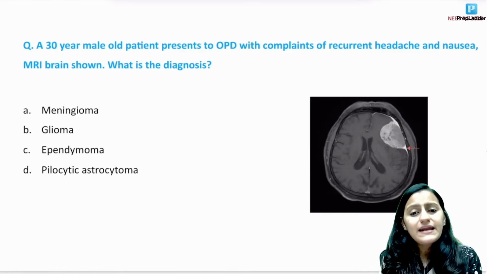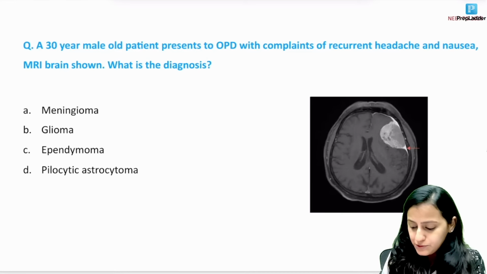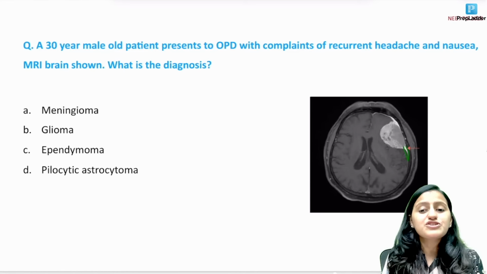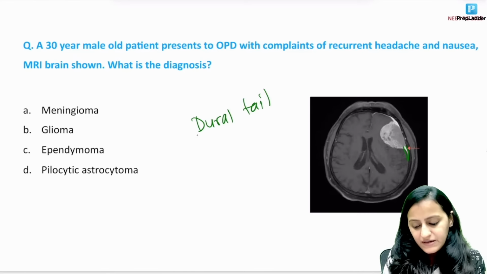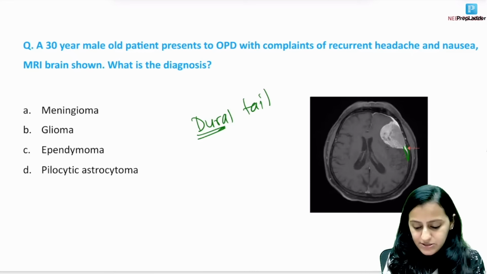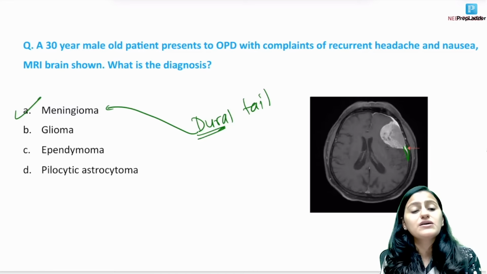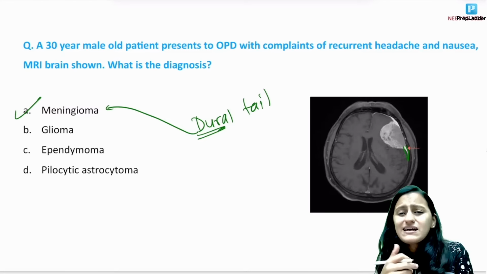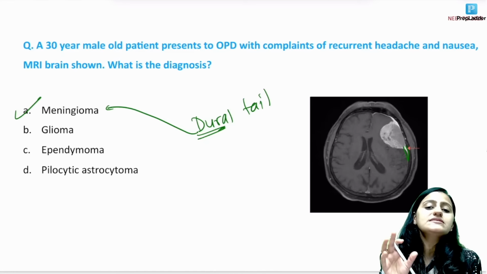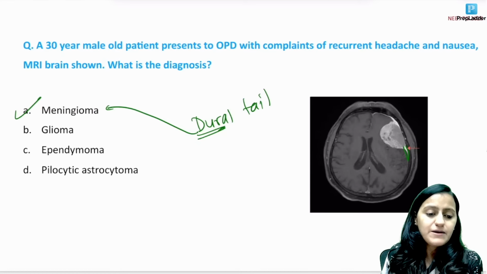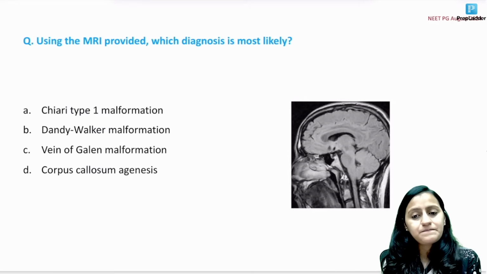Correct. Next one, what is this arrow pointing to? The tail-like extension of the lesion. So remember, this is the dural tail sign. Remember, dura is meninges, so it is seen in meningioma, though not specific for meningioma; any dural-based lesion can show it. But remember, meningioma has this dural tail sign. Okay, meningioma has this dural tail sign.